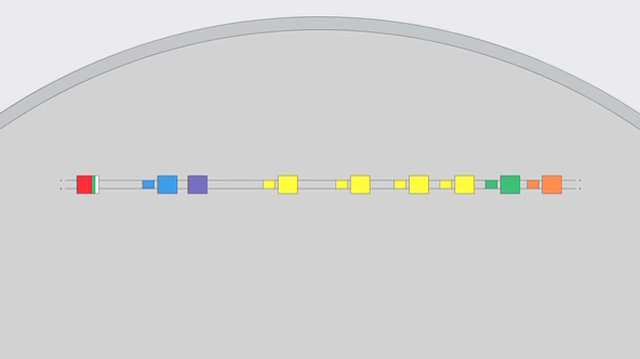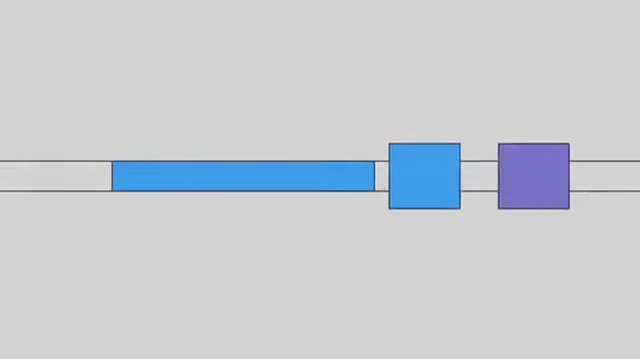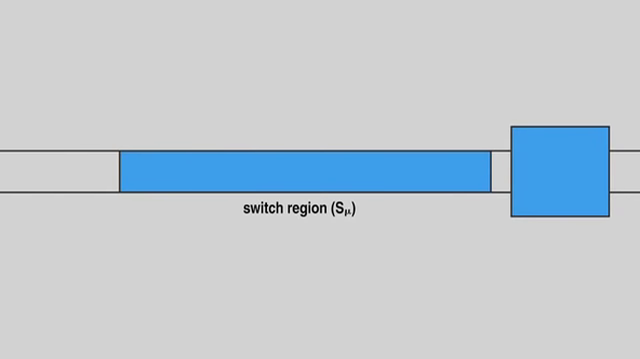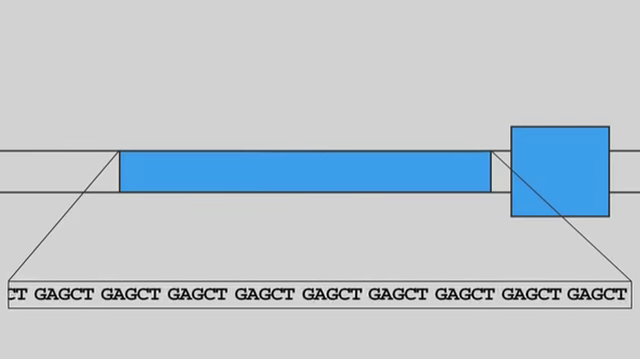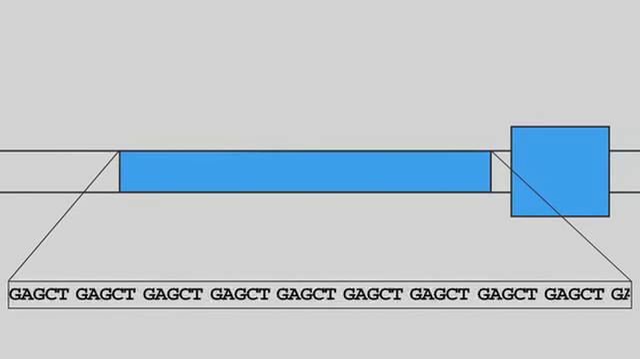With the exception of C delta, each of these constant regions is preceded upstream by a sequence of DNA known as a switch region. Switch regions range in size from a few kilobases to nearly 10 kilobases in length and are composed of hundreds of repeats of G-rich short DNA sequences characteristic of these regions. For example, the switch region located upstream of the C mu constant region is approximately 3 kilobases in length and is composed of approximately 150 copies of this short 21 nucleotide element, which itself contains 3 copies of the pentameric sequence GAGCT.